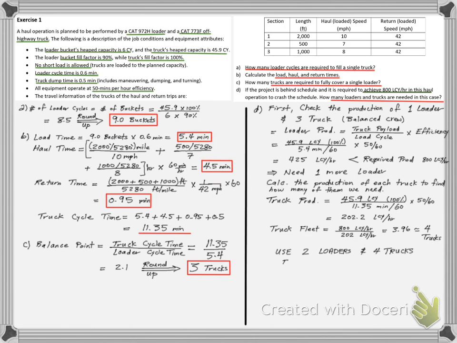So in summary, we need to use 2 loaders and 4 trucks to move 800 loose cubic yards per hour.